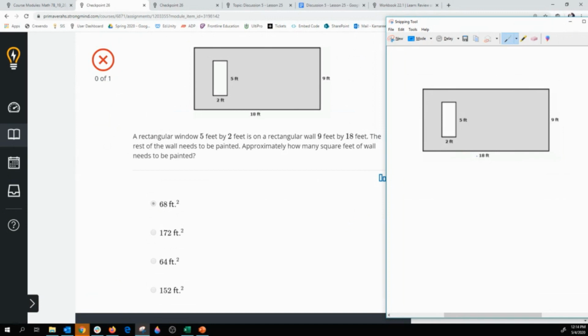And the rest of the wall needs to be painted, but not the window, because we don't paint over windows. And we want to know approximately how many square feet of wall needs to be painted. So the easiest way to do this problem is to find the area of both of those rectangles and then subtract them. So let's do the area of this small rectangle first. So this 5 feet by 2 feet one that I'm highlighting in red here. What would be the area of that small rectangle? What two numbers would I multiply together to find the area of that small rectangle?